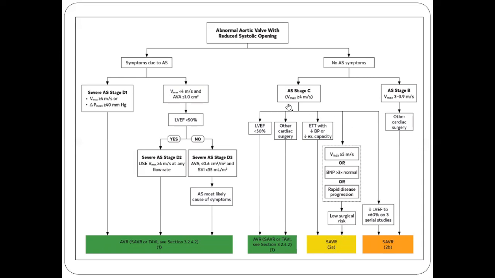And in patients with asymptomatic severe AS, if the left ventricular ejection fraction is reduced to less than 60% on 3 serial studies, then surgical aortic valve replacement is a class 2a recommendation. Surgical aortic valve replacement is a class 2b recommendation in patients with AS stage B, which is Vmax of 3 to 3.9 meters per second, and further if concomitant cardiac surgery is being done, then surgical aortic valve replacement can be done according to class 2b recommendations. Thank you.